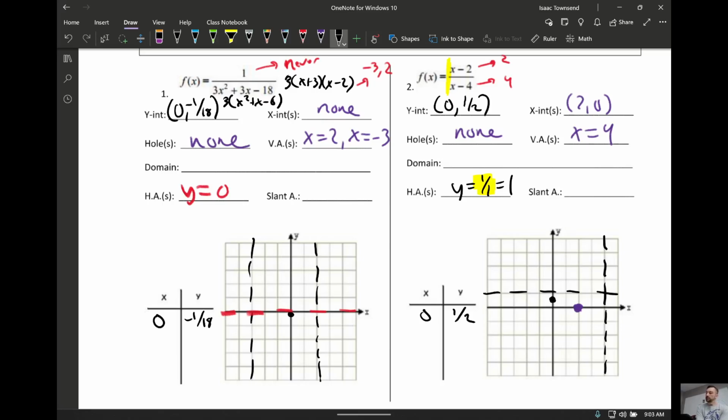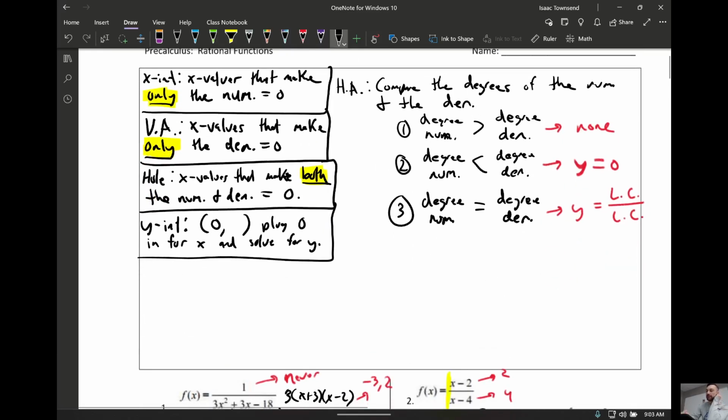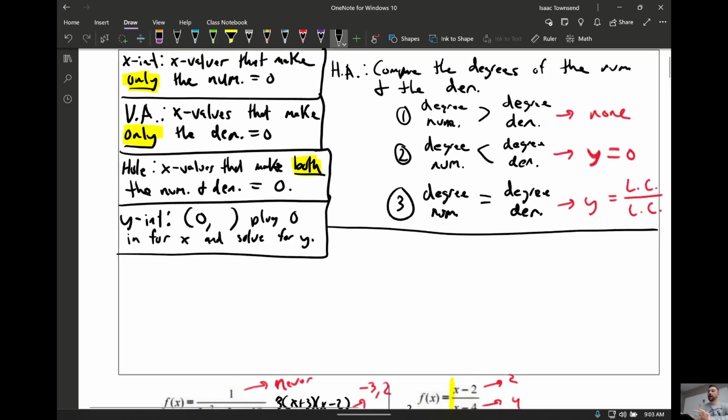Okay, domain we'll come back and do once we have the graphs completed, because domain's a lot easier to see when we see the whole graph. So the next to last thing we need to fill in on our notes in the top box is slant asymptote, which can be the biggest pain. But the good news is most questions don't have a slant asymptote.